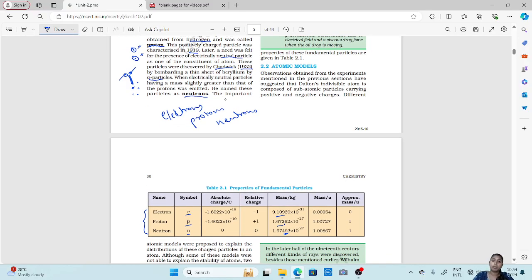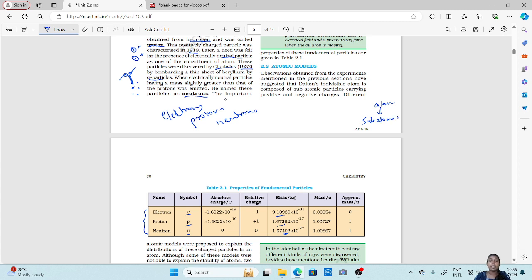Now next is the atomic models. Now we have seen what electrons, protons and neutrons are. Now where these three are used. Observations obtained from the experiments mentioned in the previous section have suggested that Dalton's indivisible atom is composed of subatomic particles carrying positive and negative charge. So what the above experiments showed, what Dalton said was that there is only the atom, and the atom cannot be further divided. But now we have seen that the atom can further be divided into subatomic particles, right?